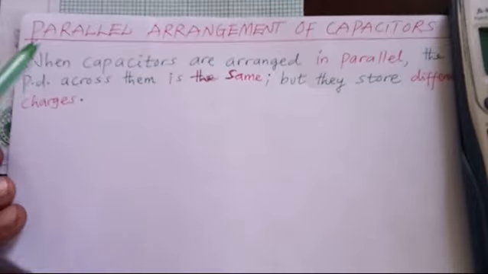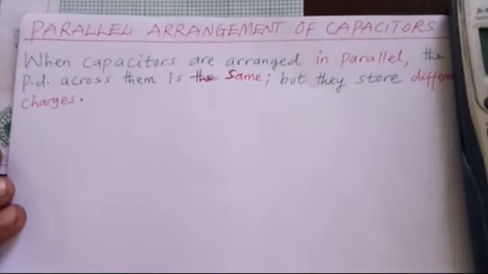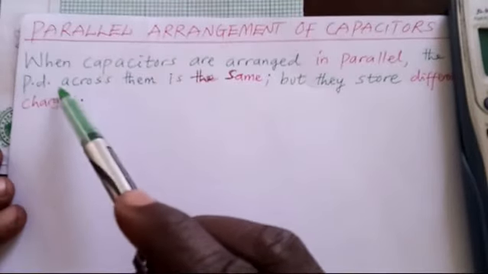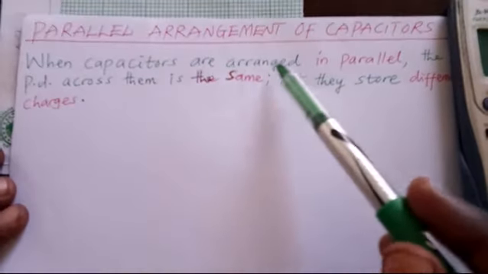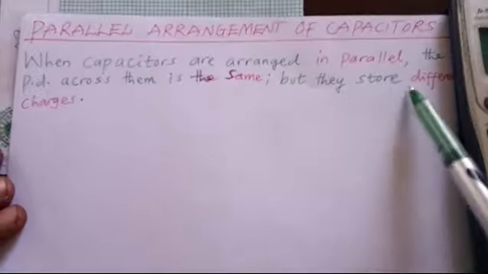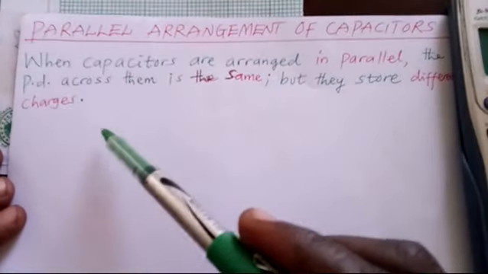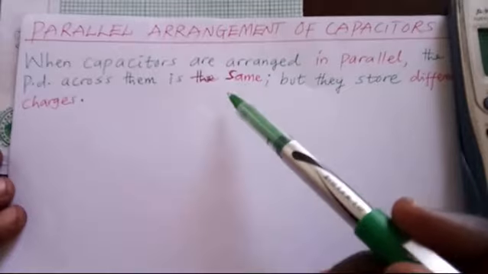In this video we will explain parallel arrangement of capacitors, which is the second kind of arrangement, the first being series arrangement, which we explained in the previous video. Now in this kind of arrangement, here is an important thing to take note of. It says when capacitors are arranged in parallel, the PD across them is the same, meaning the voltage across the capacitors is the same, but they store different charges. The amount of charge they store is different, but the potential difference across them is the same.